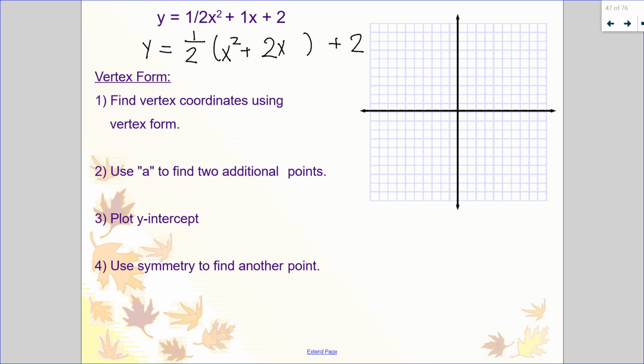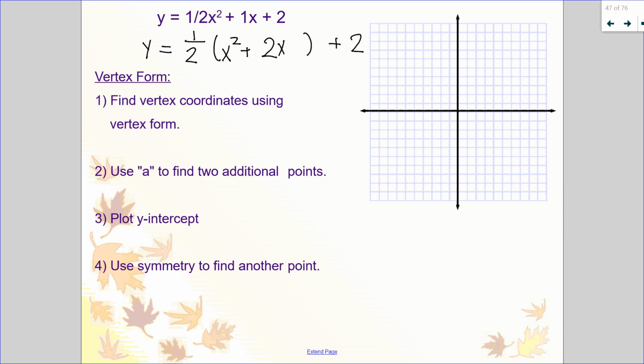So currently, I have what I started with if I were to distribute the 1/2. 1/2 times x squared is a 1/2 x squared. 1/2 times 2x is 1x. And then over here I have the 2. Is this vertex form? It is not. So what I need to do is complete the square.